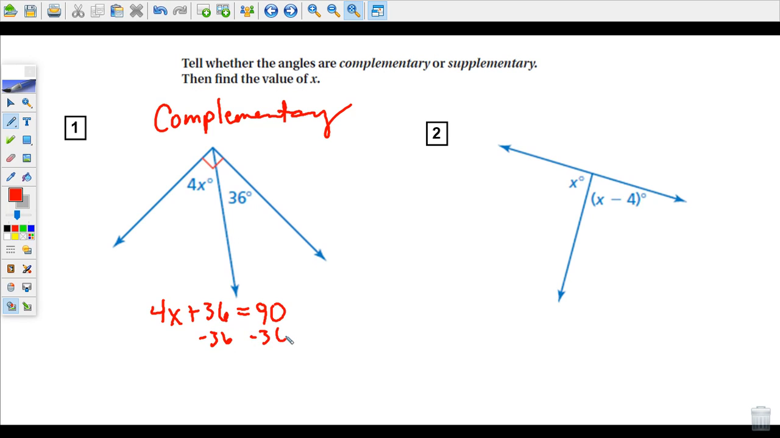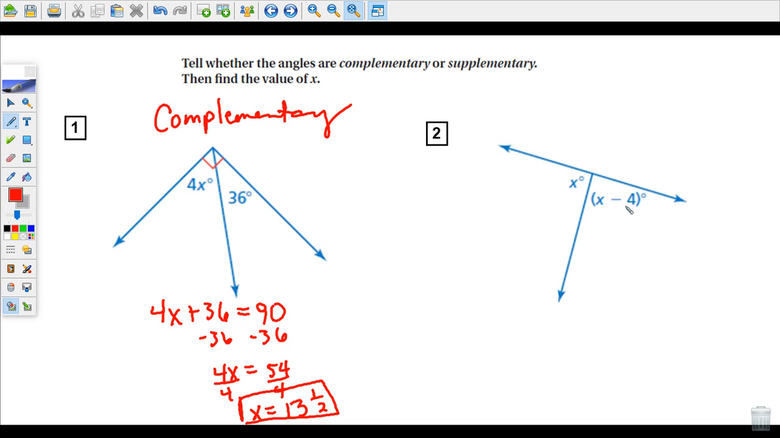Subtract 36, so 4x equals 90 minus 36 is 54. Divide both sides by 4. And I know this doesn't come out evenly because 54 divided by 4 fits into 54 13 whole times, which is 52 with 2/4 left over, so x would be 13 and a half.